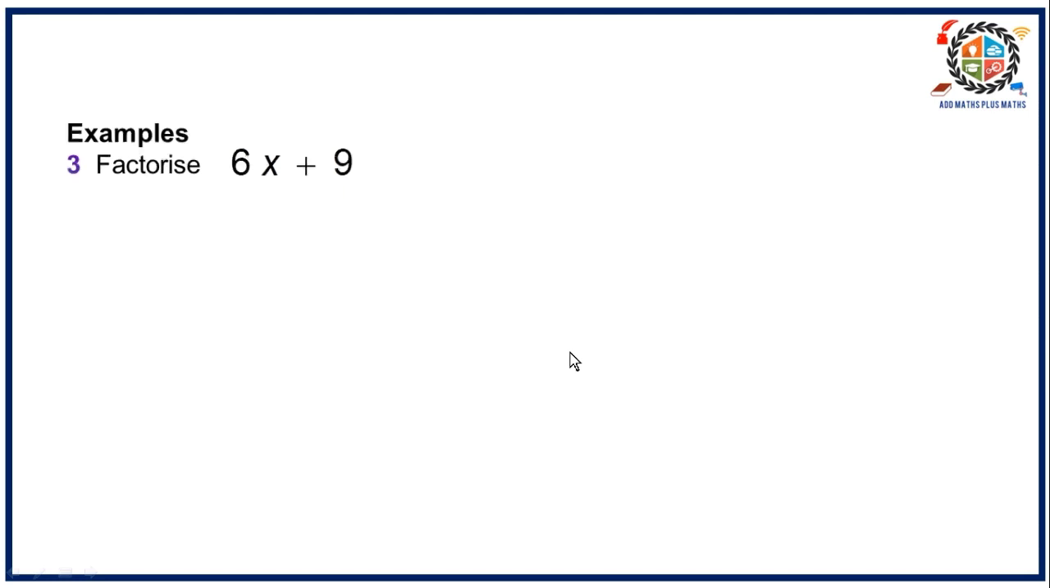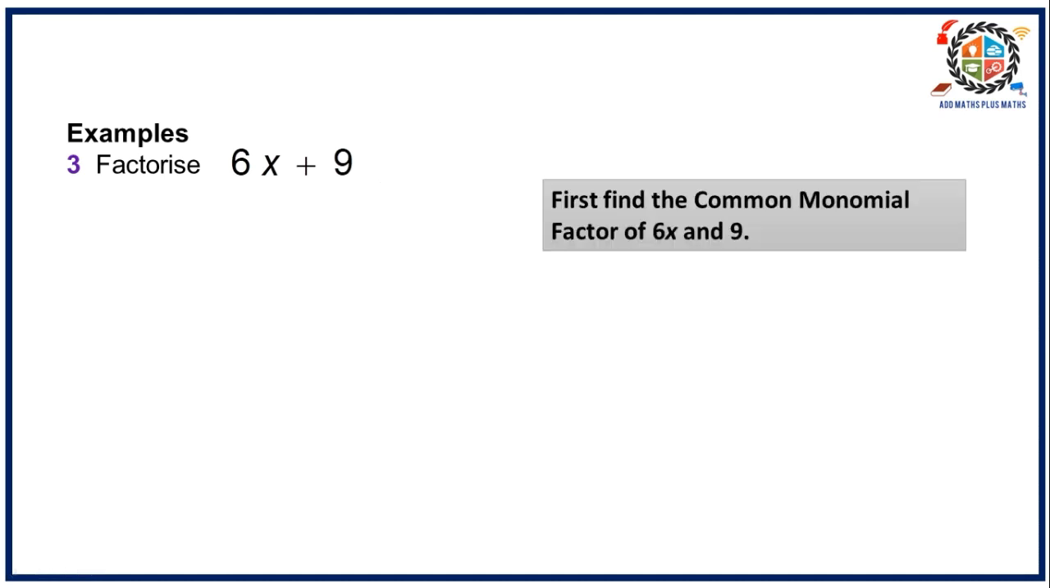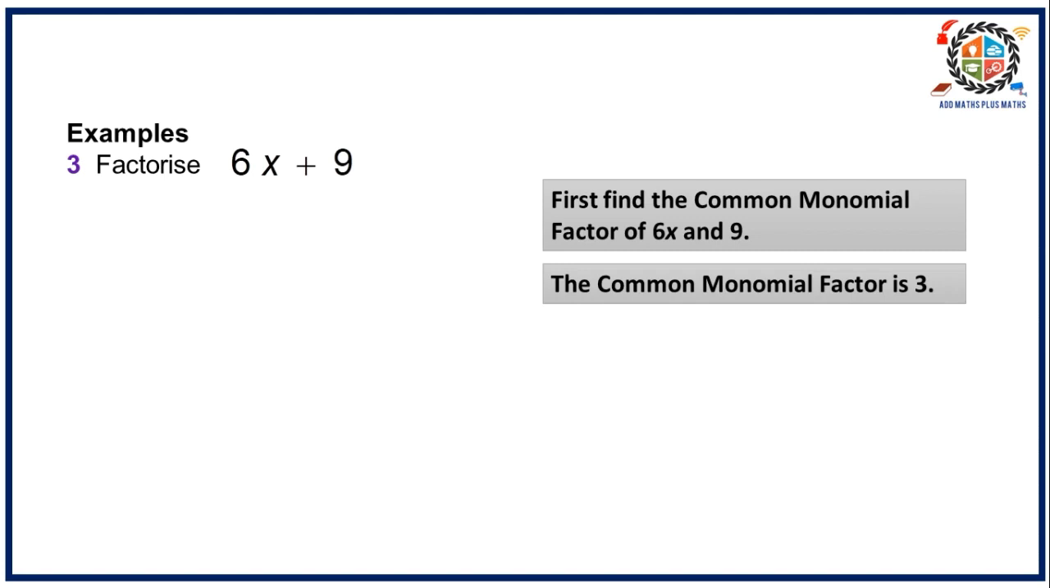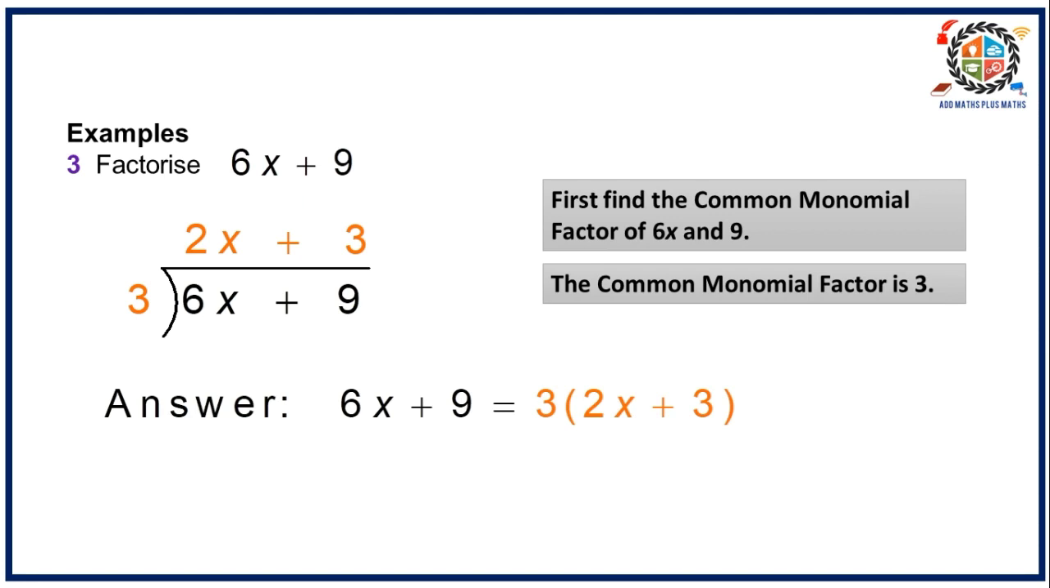Example number 3. I have here 6x plus 9. Factorizing 6x plus 9, I'm going to think again of a number. Why only a number? Because 9 doesn't have any variable. So I'm going to think of a number, and that is 3. So I will divide the 3 to the polynomial. 6x divided by 3 is 2x. 9 divided by 3 is 3. So I'll put that 2x plus 3 inside the bracket and the 3 outside of the bracket. So I'll have the answer 3 times the quantity of 2x plus 3.